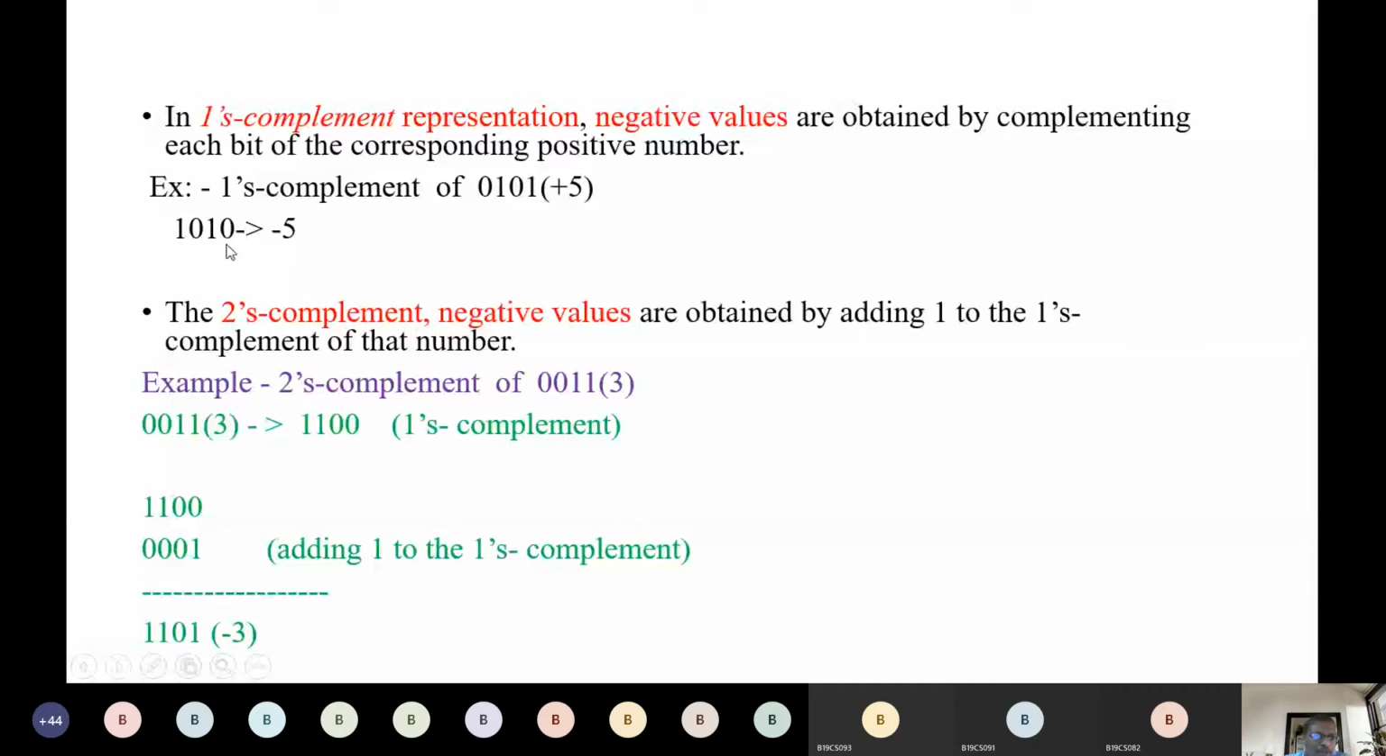And how do we get minus 5 here? Here we already know the first bit is the sign. So 1 means minus.